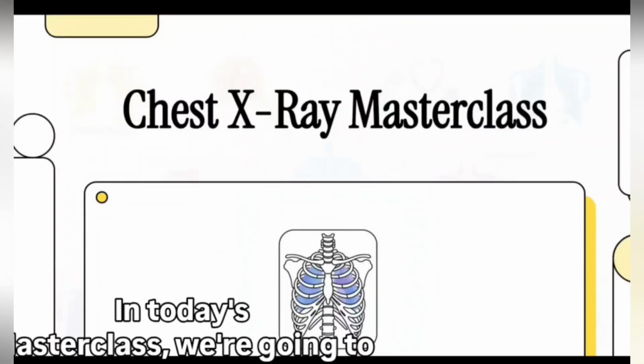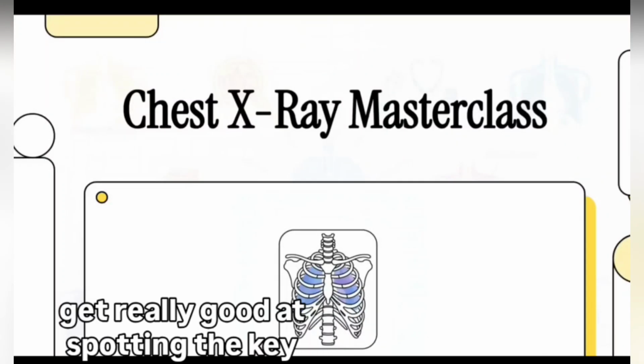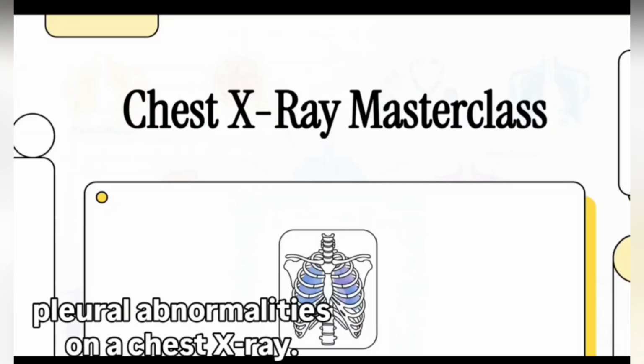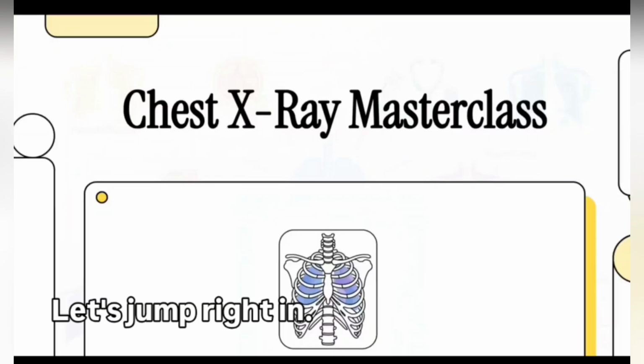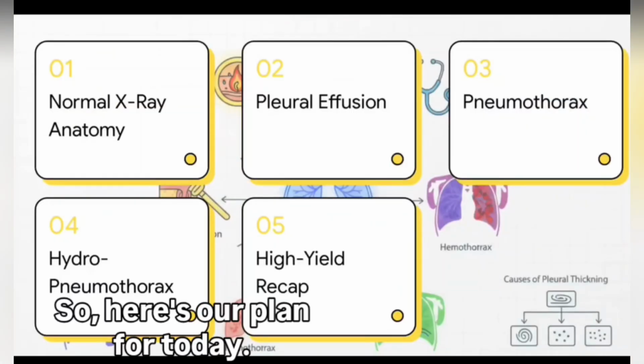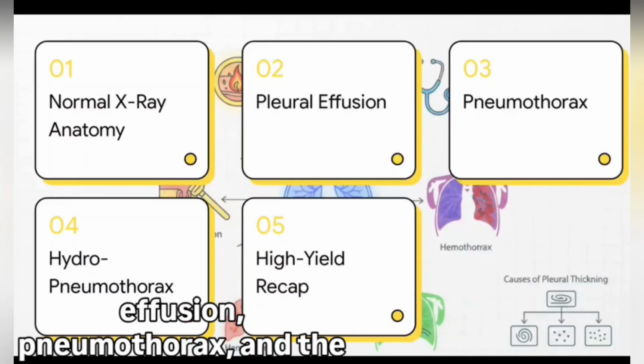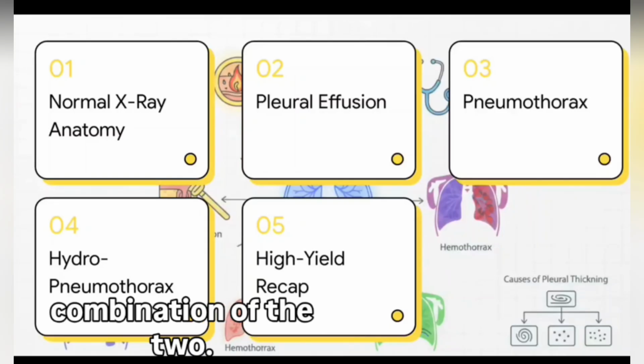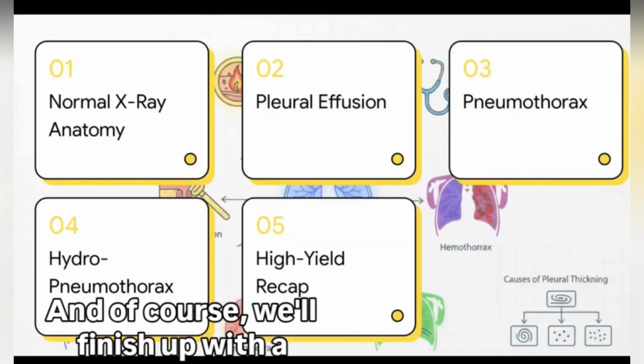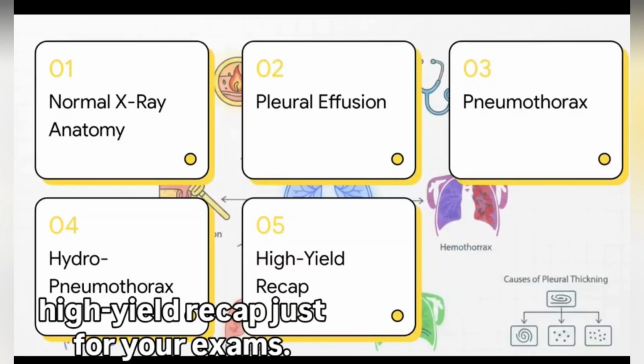Welcome. In today's masterclass, we are going to get really good at spotting the key pleural abnormalities on a chest x-ray. Let's jump right in. So, here's our plan for today. We'll start with a normal x-ray to get our bearings, then we'll tackle pleural effusion, pneumothorax, and the combination of the two. And of course, we'll finish up with a high-yield recap just for your exams.